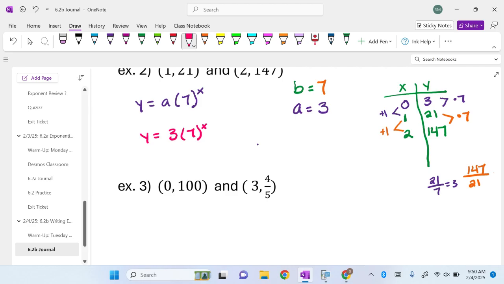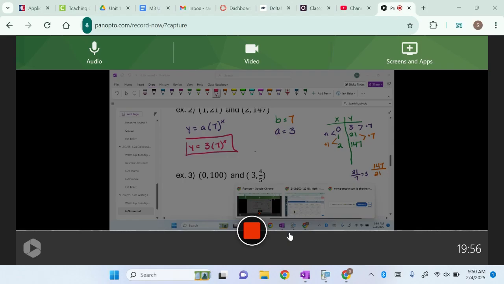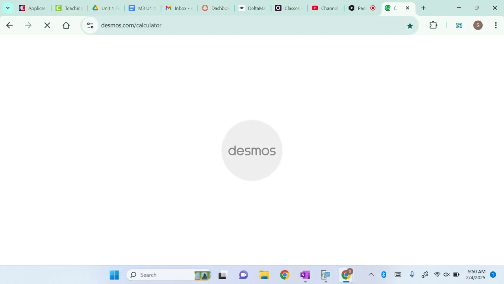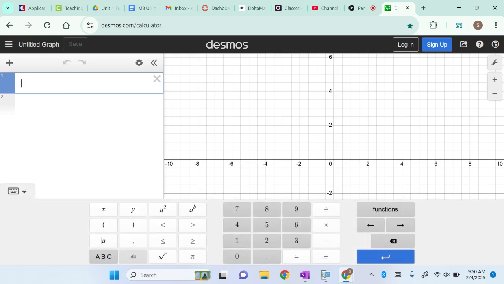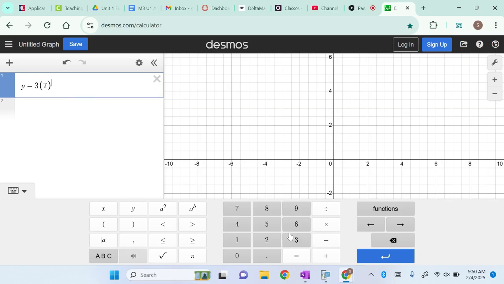Now, one thing that I failed to mention with the first problem, if you ever have a doubt in your mind, and this is in the calculator active section, plug this into Desmos. Plug your equation into Desmos and plug your 2 points into Desmos and see if the line goes through them. If they do, you are correct. So let's do a quick check here. If I open up Desmos, I'm going to put in y equals 3 times 7 raised to the x power.